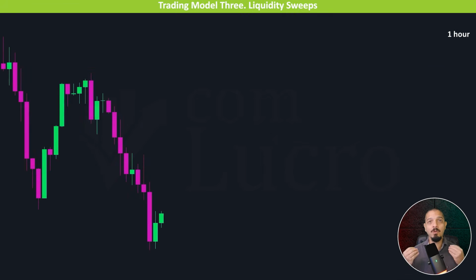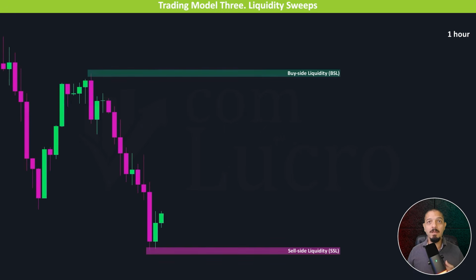Now, let me show you how the third trading strategy plays out on the chart. To begin, mark the buy-side and sell-side liquidity zones directly on the chart. After that, wait for price to move beyond one of these areas, and then quickly close back inside the range.